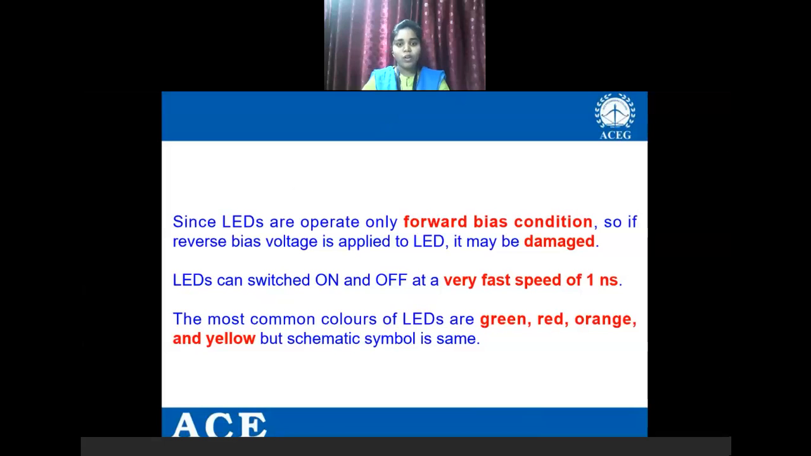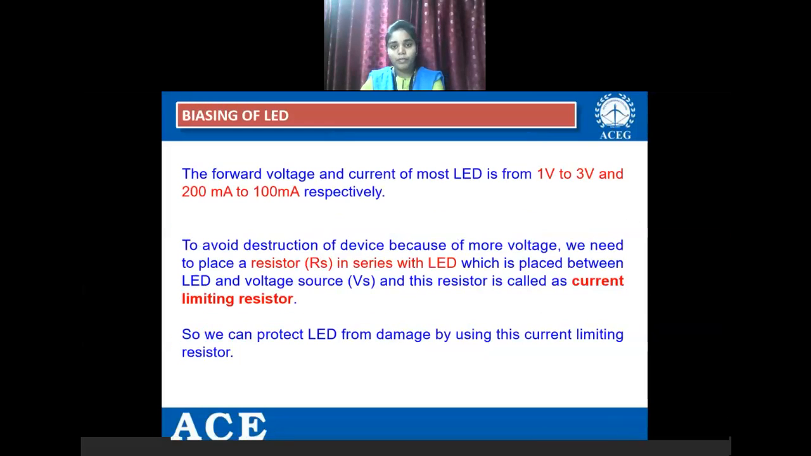The most commonly used colors of LED are green, red, orange and yellow. We can see here, the most common colors of LEDs are, what are those? Green, red, orange and yellow. But the schematic symbol of them is the same. Whatever the color may be, the symbol of LED remains the same, which we have seen in our previous slide. Clear? Now here we can see the biasing of an LED.